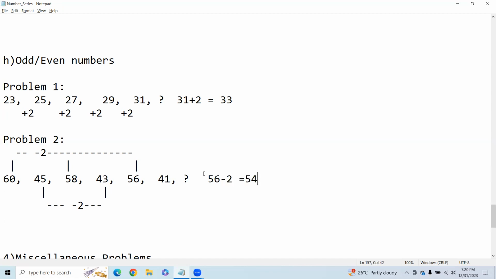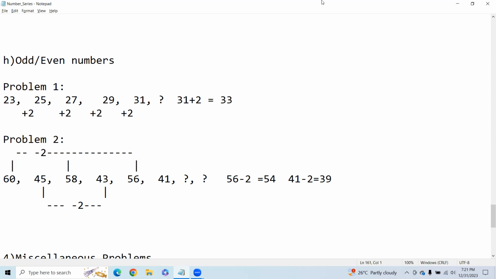And here, if they ask you one more term, what will happen? Let's say they have given a question mark here also. So 45 minus 2 becomes 43. 43 minus 2 will become 41. And to identify this question mark, you have to do 41 minus 2. That will become 39. So sometimes they might ask you a couple of next terms in that series. Most of the time they will ask you one number, but sometimes they might ask you two different numbers, two next numbers in that series.